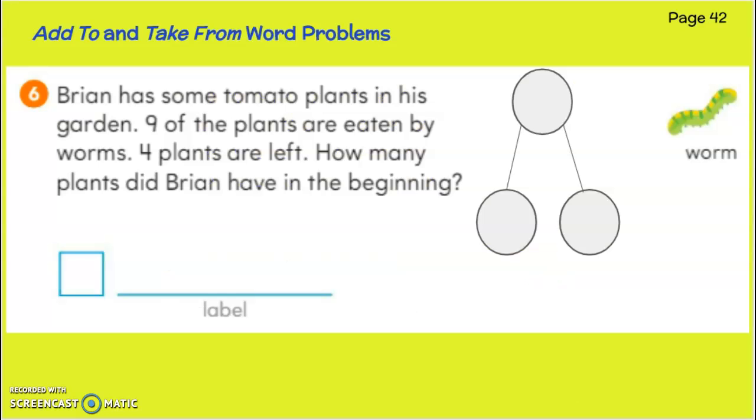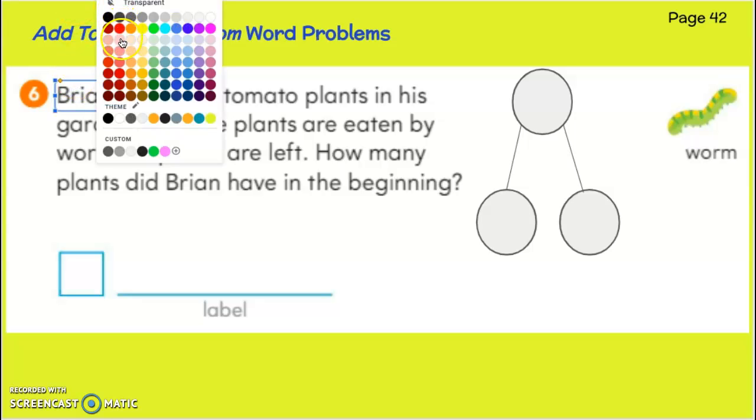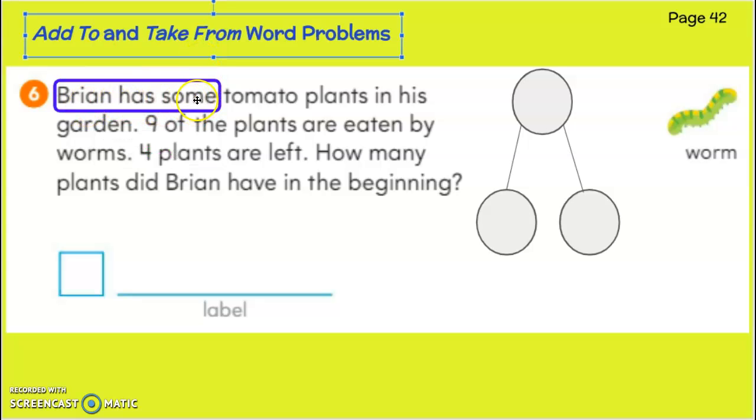So Brian has some tomato plants in his garden. Okay, so Brian has some. We don't know how many Brian has. 9 of the plants are eaten by worms. 4 plants are left. How many plants did Brian have in the beginning? Brian has some tomato plants. 9 get eaten. 4 are left. How many plants did Brian have in the beginning?